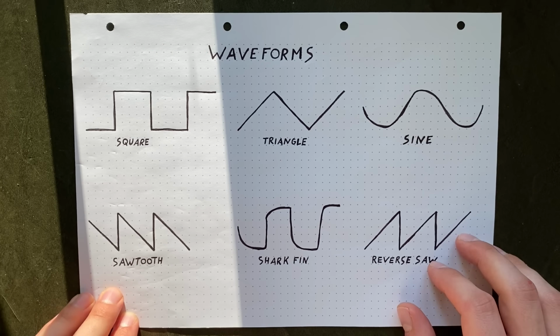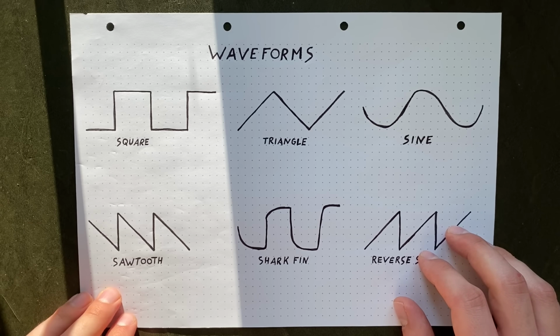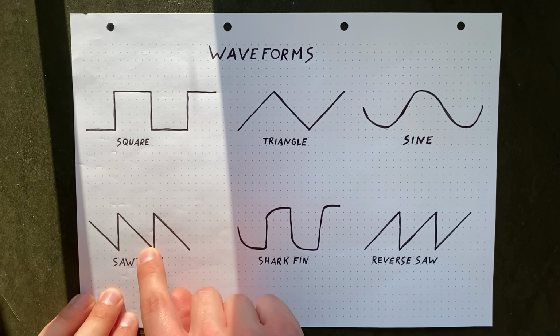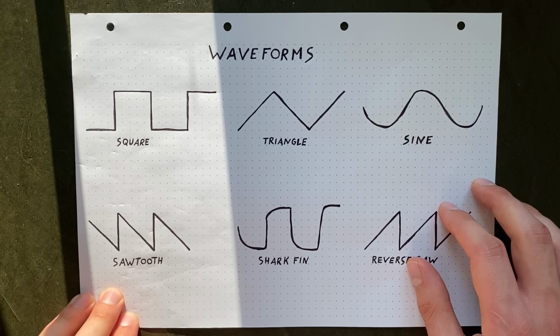What's interesting about this, and that's why I've chosen this waveform for my oscillator, is that a sawtooth wave's frequency is solely determined by the duration of its second phase. The longer it takes for that voltage to fall down, the lower the frequency of the wave, and vice versa.